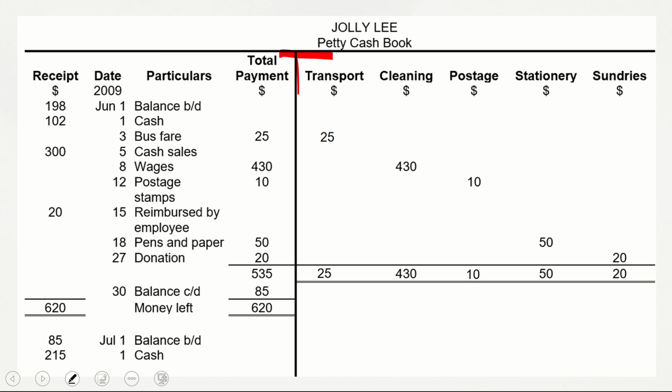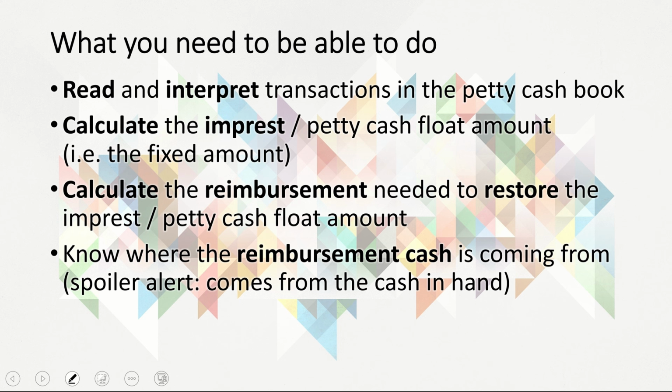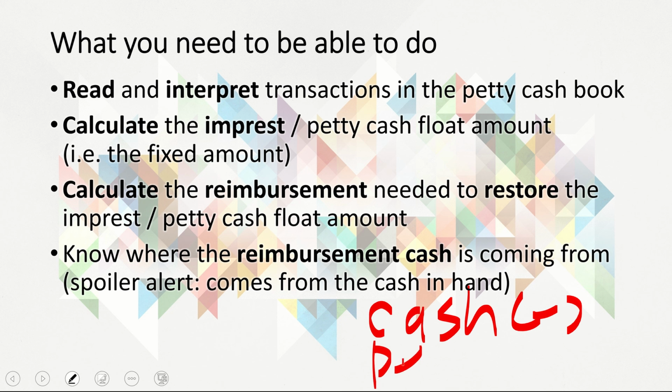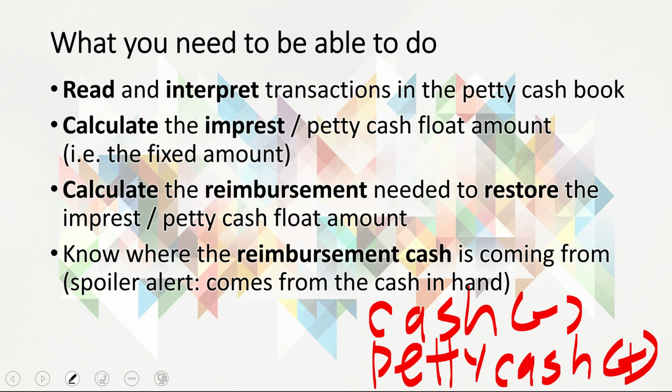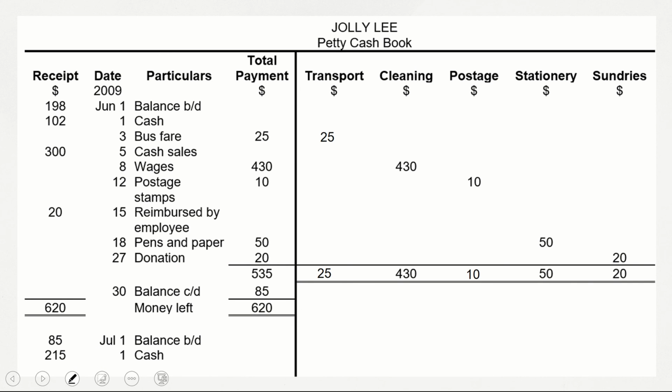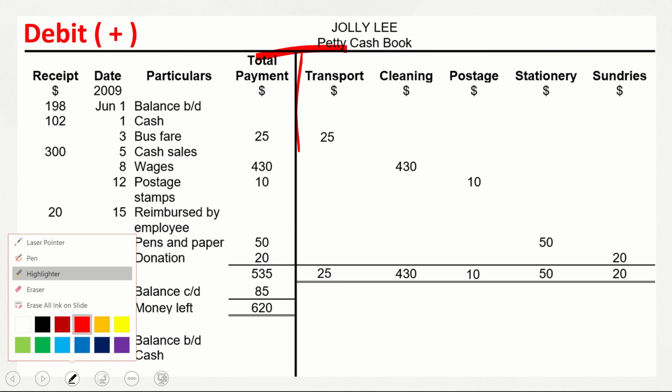Alright, and these are the things that you must be able to do. You must be able to read and interpret the transaction, calculate the imprest amount, calculate the reimbursement to restore it, and you must know where the reimbursement cash is coming from. Okay, spoiler alert, it comes from cash in hand. Basically, you are transferring cash in hand, so you are recording cash minus and petty cash plus. Okay, so basically, money is going from the cash in hand account into the petty cash account. Alright? So, as I mentioned, it's like a little T, and same as the cash book. Okay, actually the T is not there, the T is actually here.